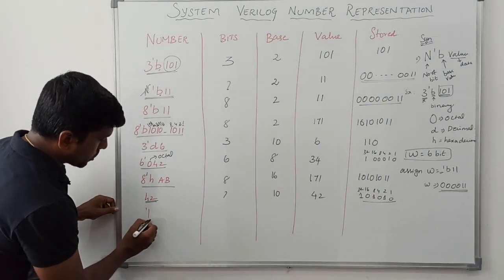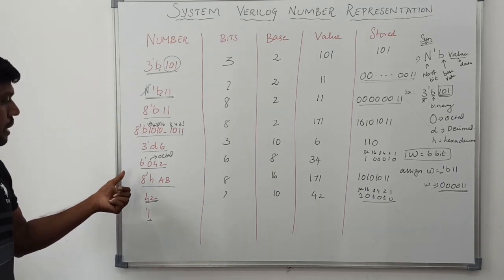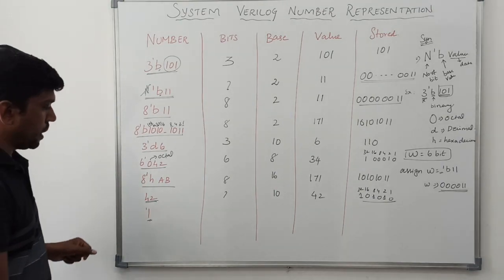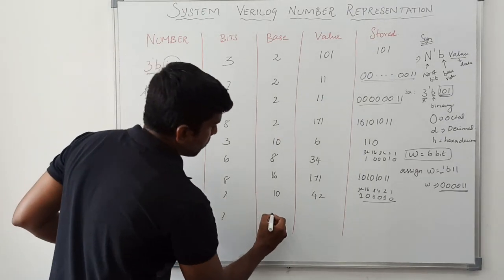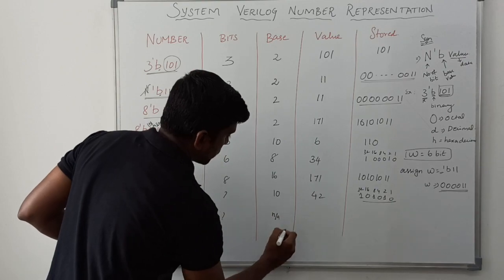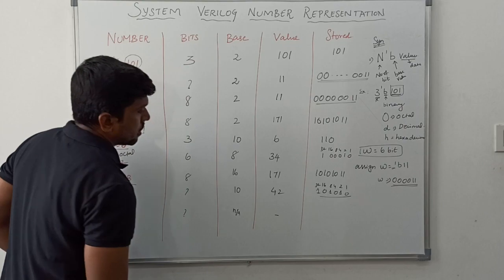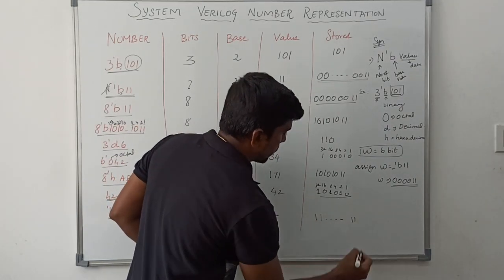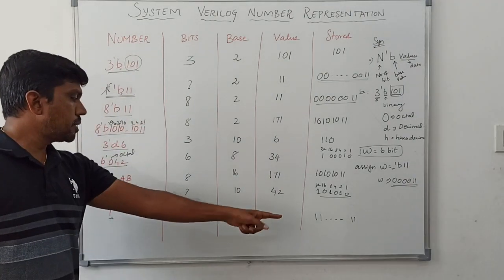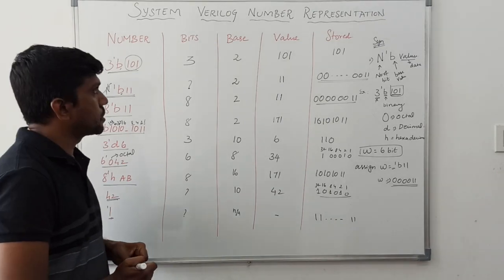Then the next one, tick 1. In this instruction also they don't mention the number of bits and base. The number of bits is unknown, the base value is not applicable, and the value is nil. The stored value is 1 1 up to 1 1. In this case all the bits are set to 1. Like this we represent numbers in SystemVerilog.